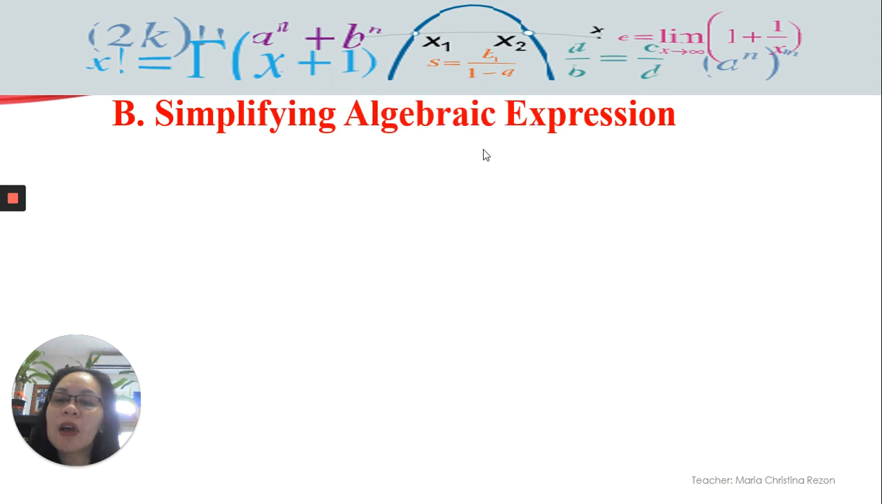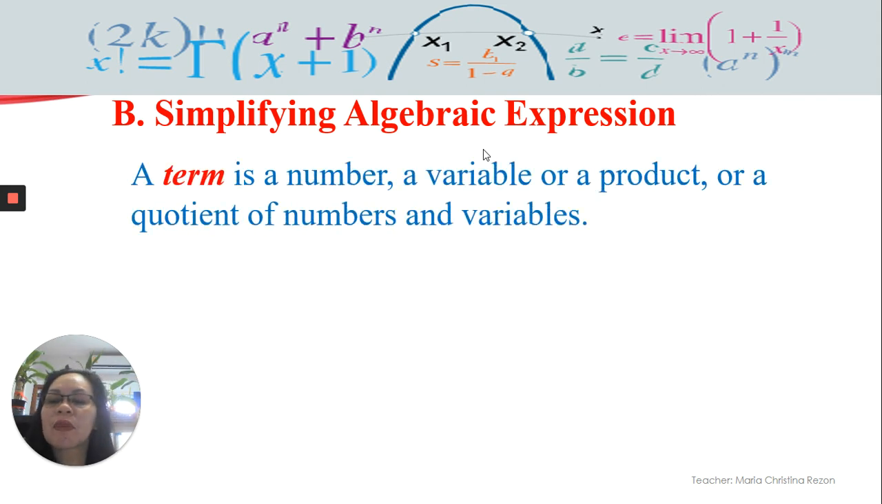Then let's have simplifying algebraic expression. How to simplify algebraic expression. But before we do that, we have to learn some terms first. So the first term that we use in simplifying algebraic expression, we need to know the term. What is a term? A term is a number, a variable, or a product, or a quotient of numbers and variables.